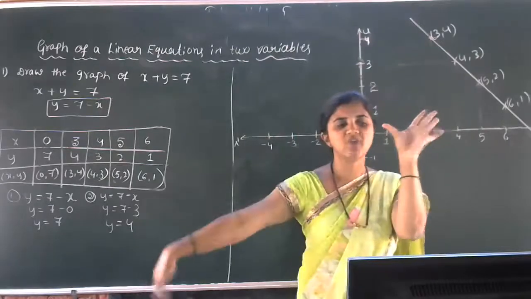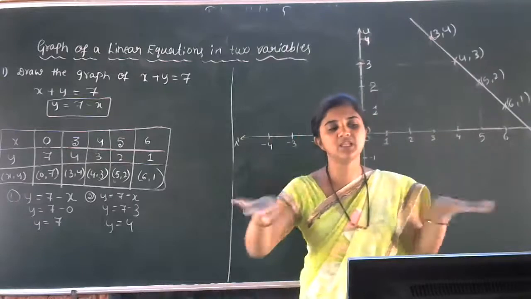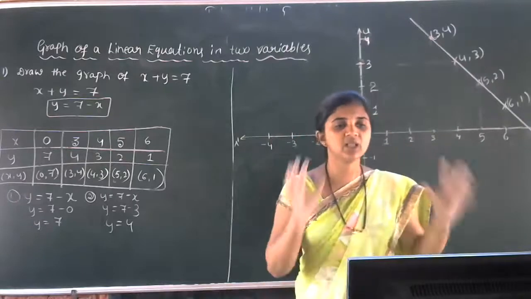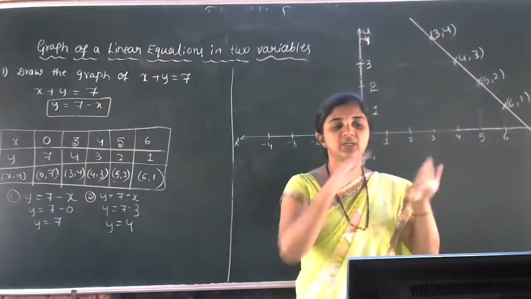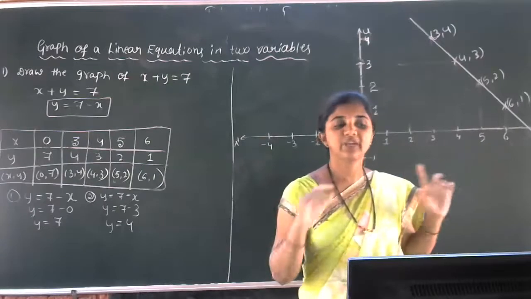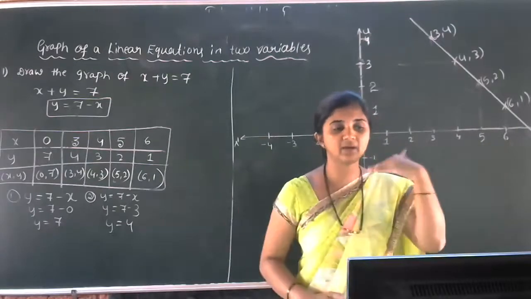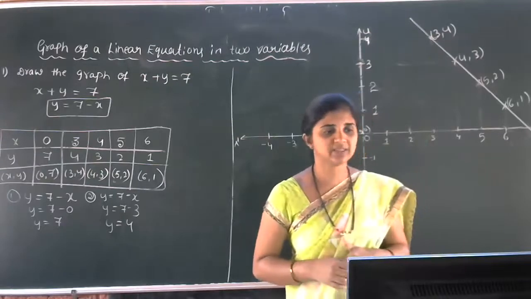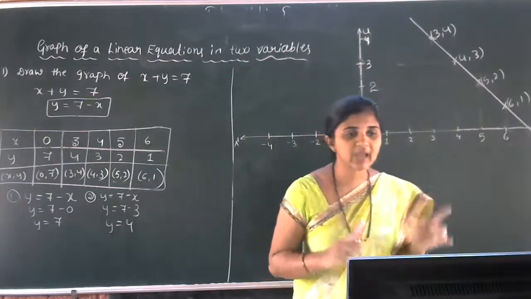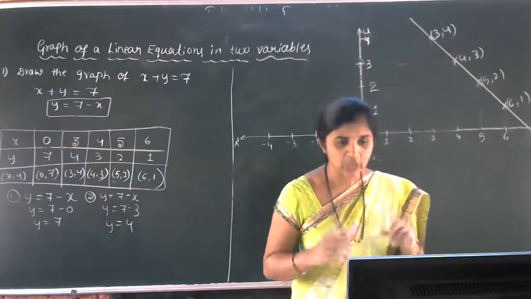Just draw one straight line covering all the solutions. All the solutions must be present on the same line. If it is not a solution, then the point must lie outside the straight line. Is that clear? Okay, this is about the graph of linear equations in 2 variables.